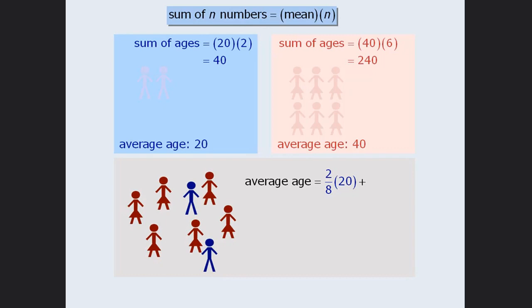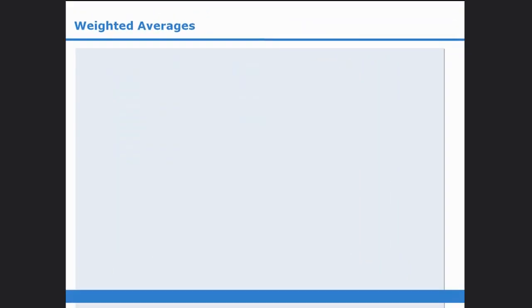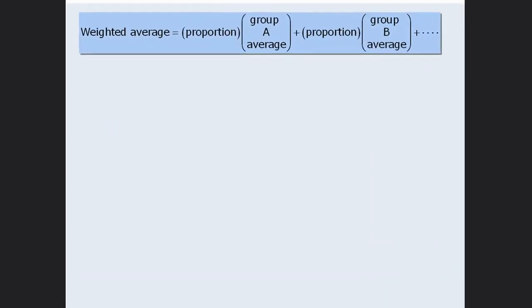So in the combined group of 8 people, we have 6 women. So the women comprise 6/8 of the combined population. We will now multiply this by the average age of the female population, which is 40. Now, when we simplify this, we see that the average age of the combined population is still 35. We can now take these results and generalize them as follows.